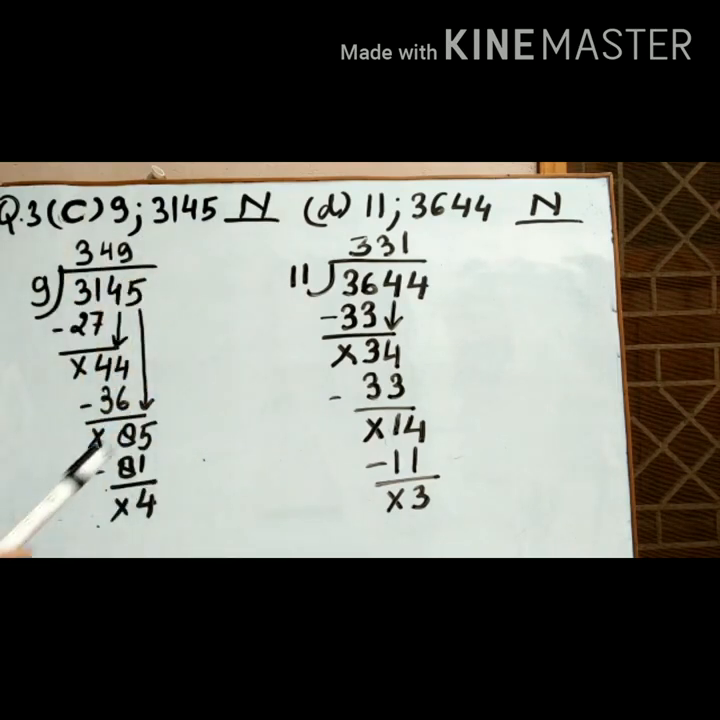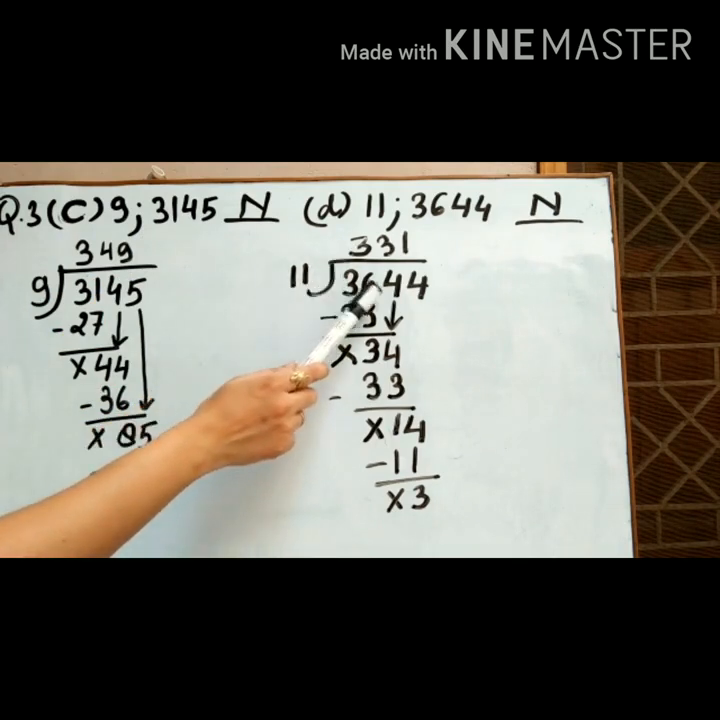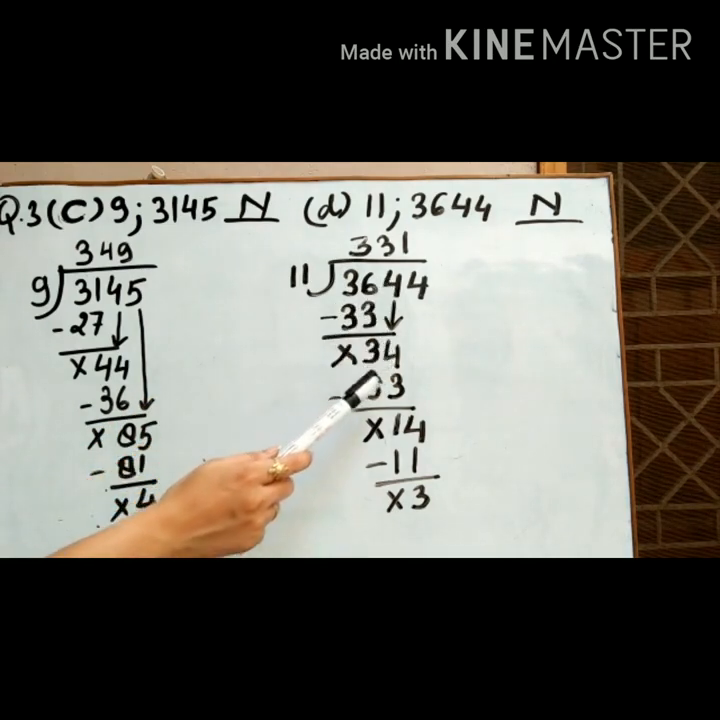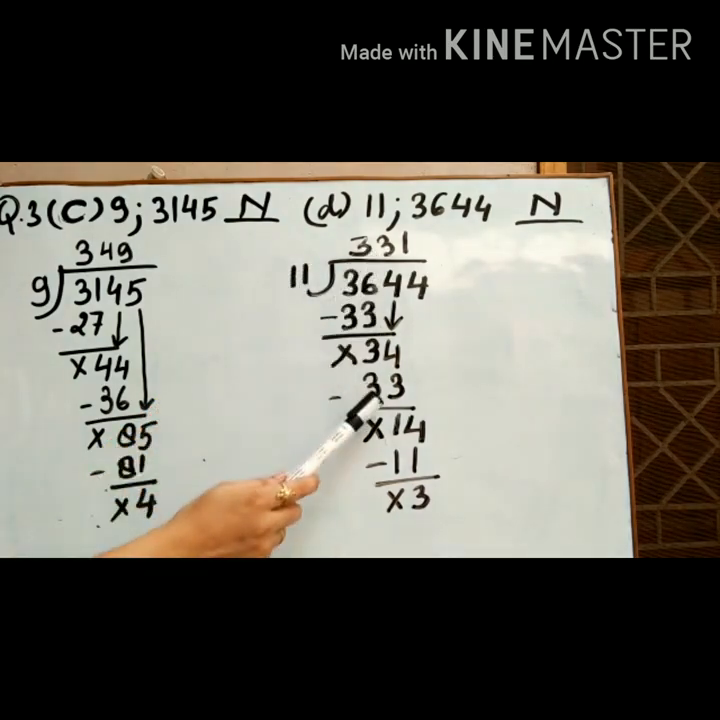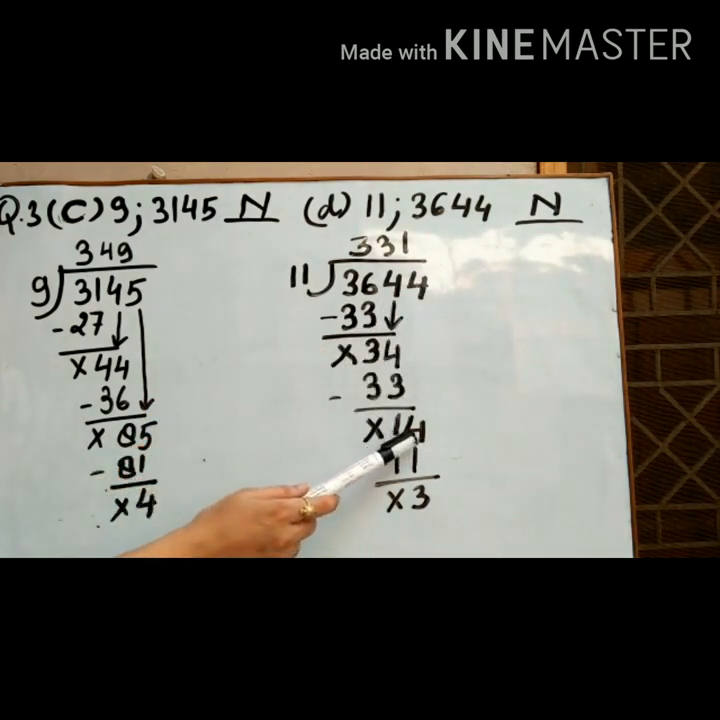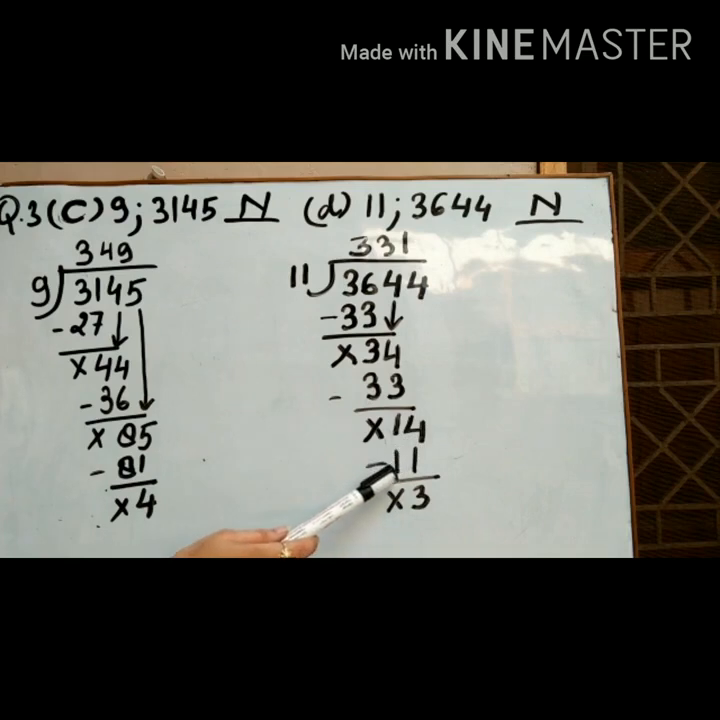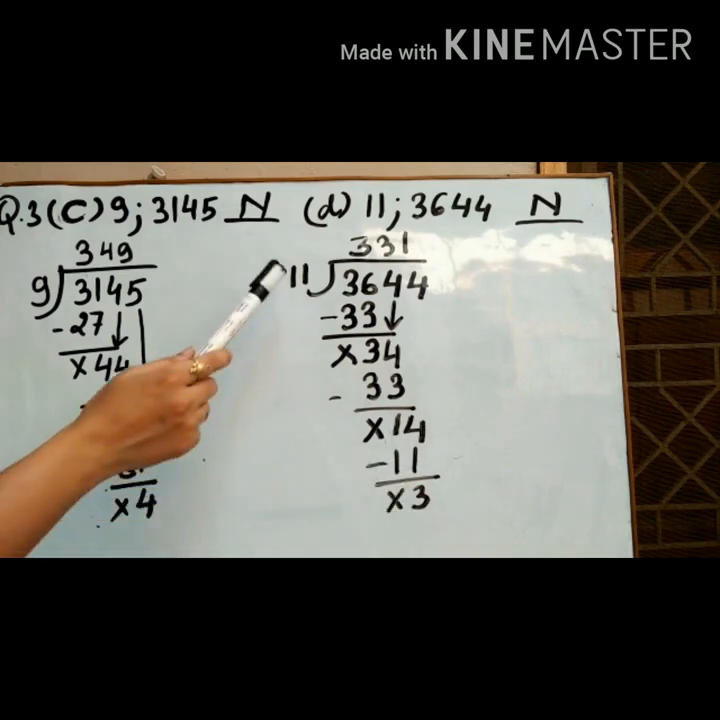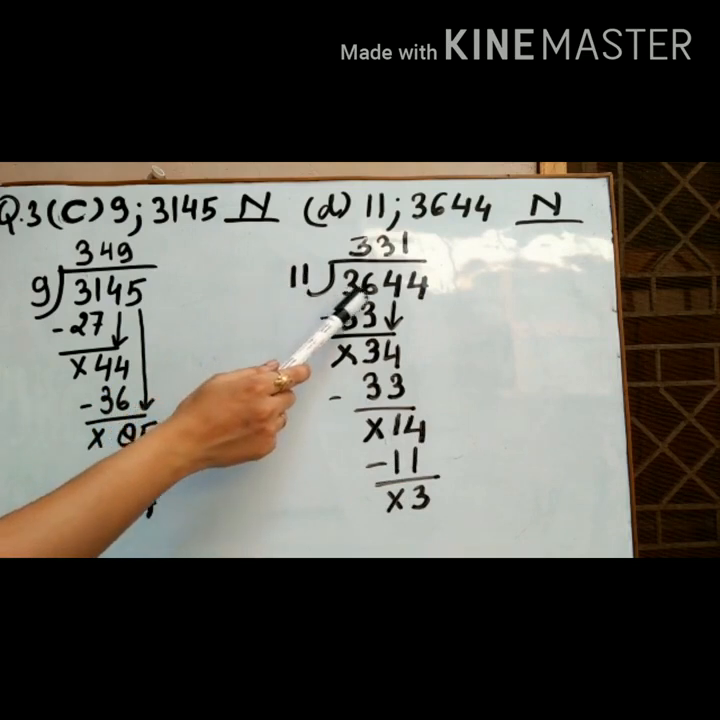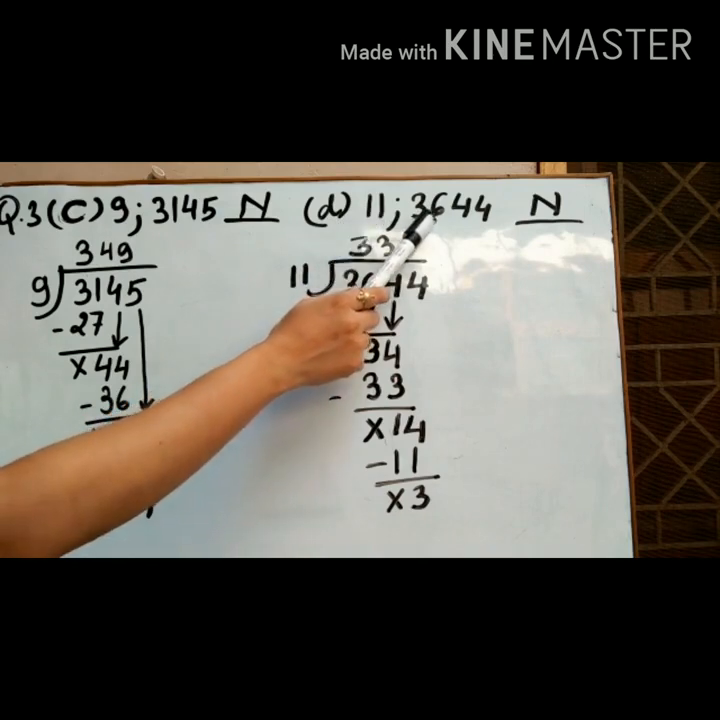Question number D. 11 3s are 33. 36 minus 33 is 3. We will write down the next digit 4. 11 3s are 33. 34 minus 33 is equal to 1. Then we will write down the next digit 4. It becomes 14. 11 1s are 11. 14 minus 11 is equal to 3. 11 does not divide this number exactly. That's why 11 is not a factor of this number.